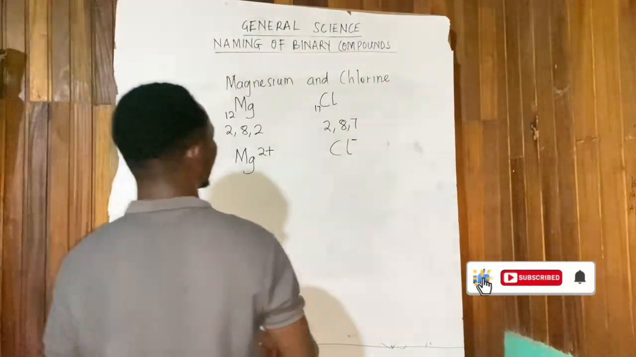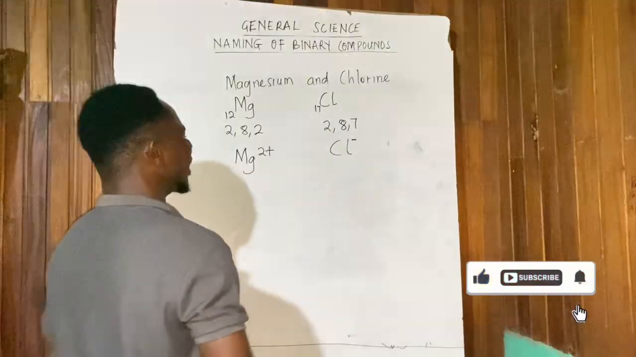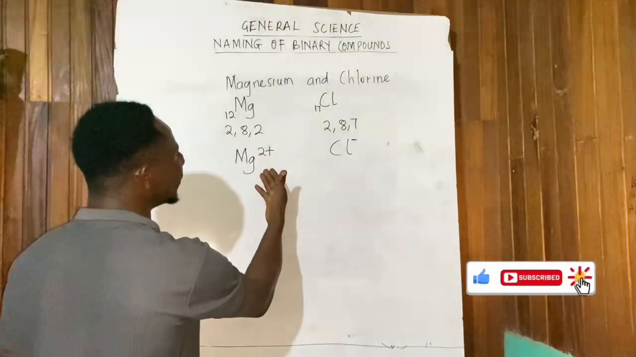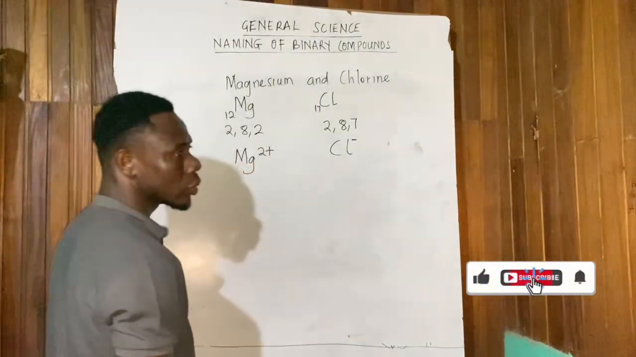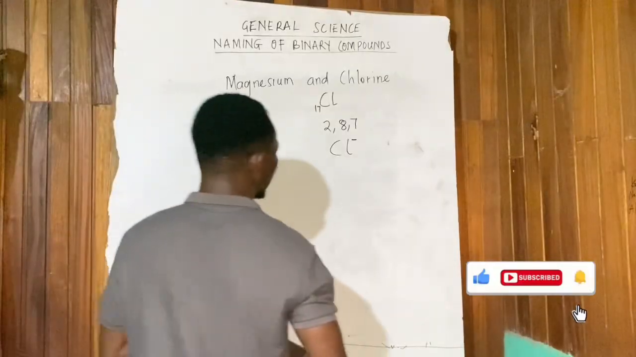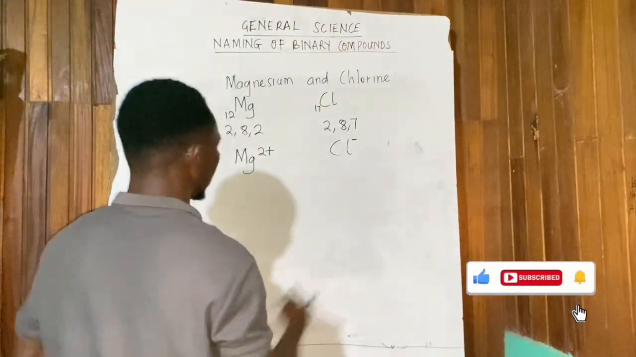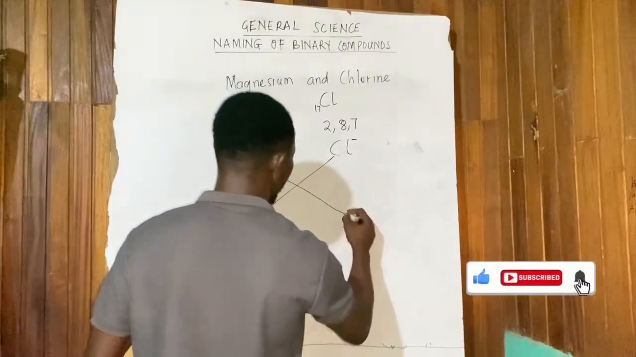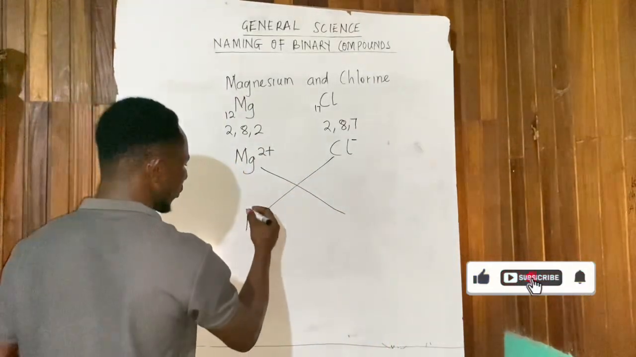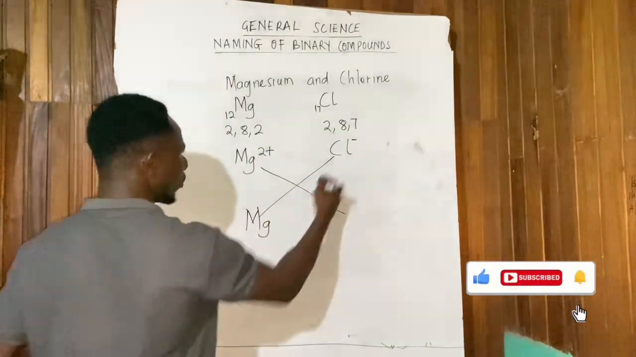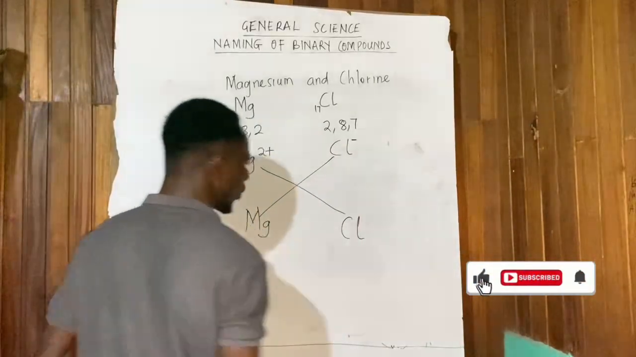Next step is we do our crossing. Now, the valency of magnesium here is 2. The valency of chlorine here is 1. Chlorine gained 1. Exchange of valency. Magnesium, we write it magnesium. Chlorine, we write it chlorine.